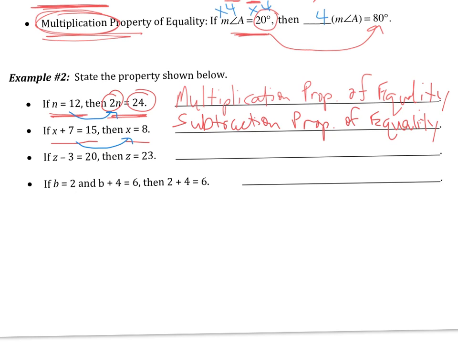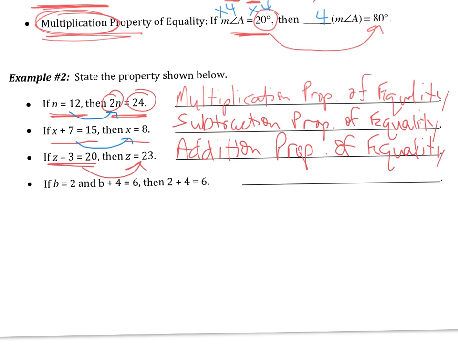Then the third one. If z minus 3 equals 20, then z equals 23. How do we go from this equation to solving it? Add 3. We added 3 to both sides, so we use the addition property of equality. Are we getting the hang of it a little bit? Okay, so you always just got to think of how do I go from one step to the next, okay?